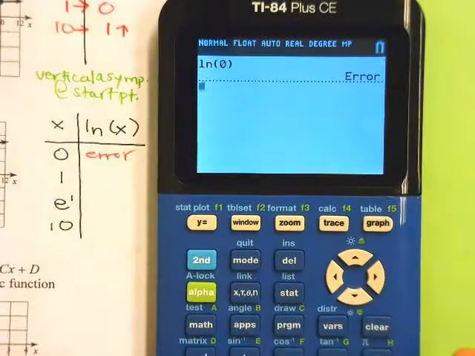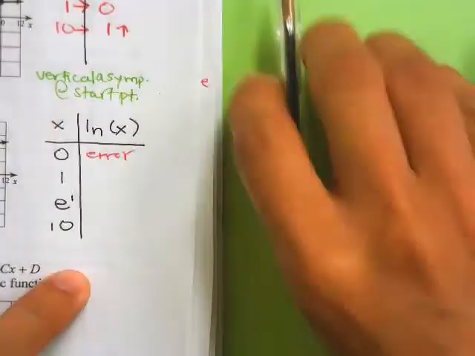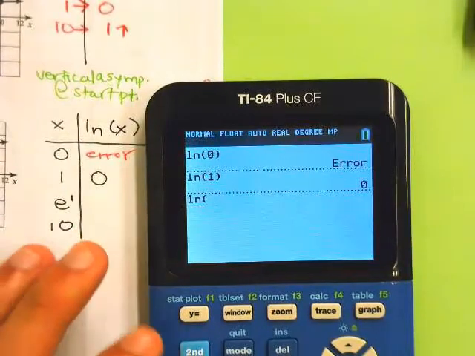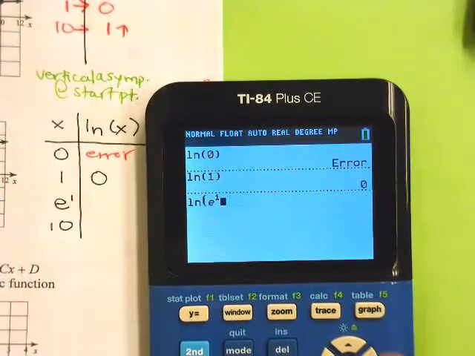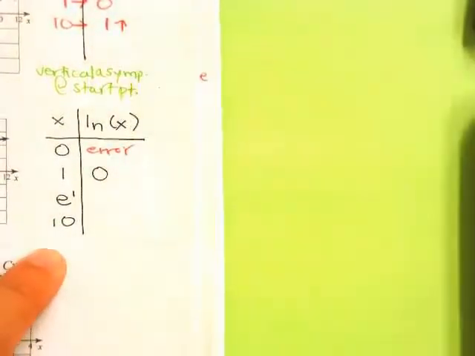Okay. Natural log of 1 is going to give us 0. So that's a good place to start. So 1 comma 0. Natural log of e, and then to the 1 power, is going to be 1.